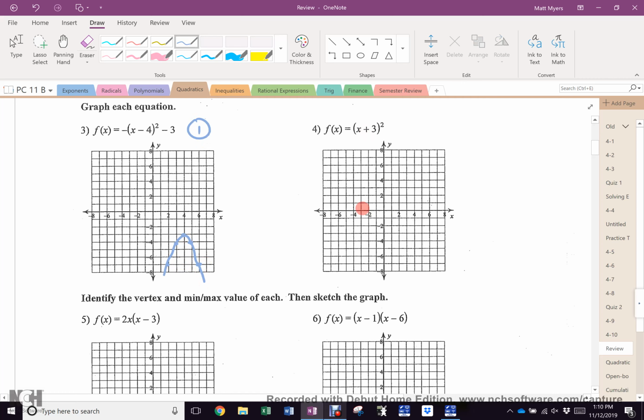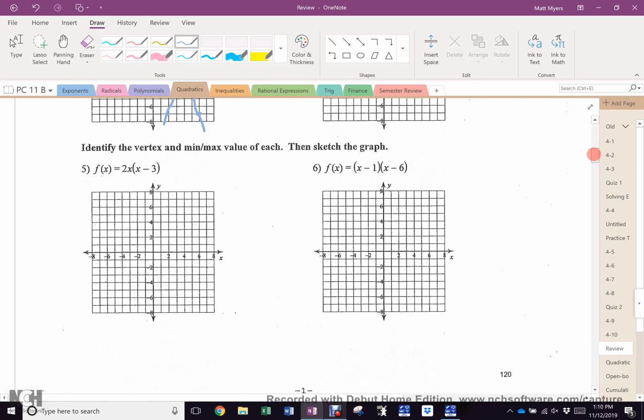Negative 3, 0. No stretch factor. Over 1, up 1, over 1, up 1, over 2, up 4. Over 2, up 4, and there's that one. Stop me if you need to.